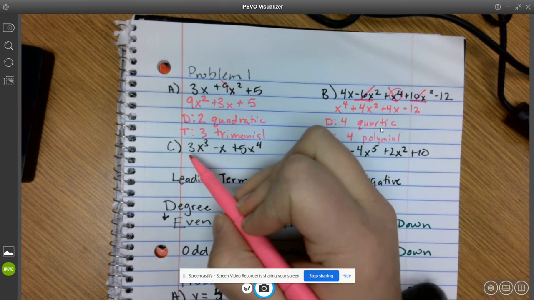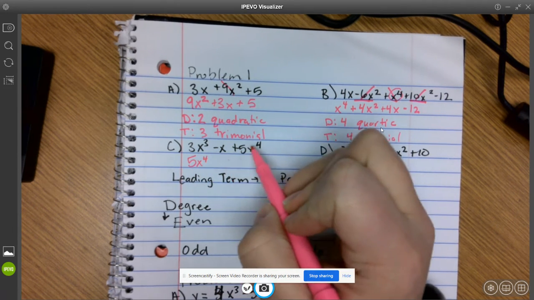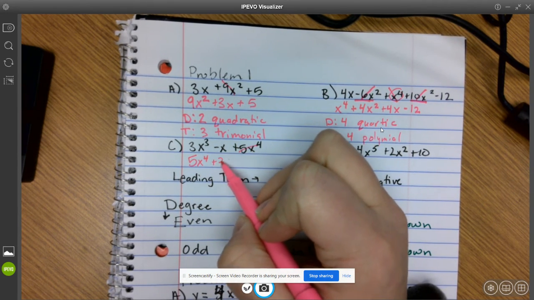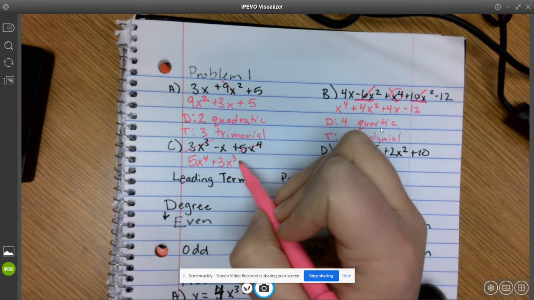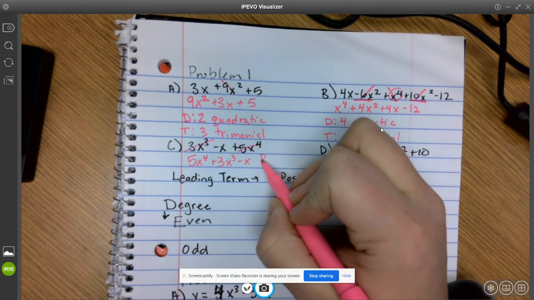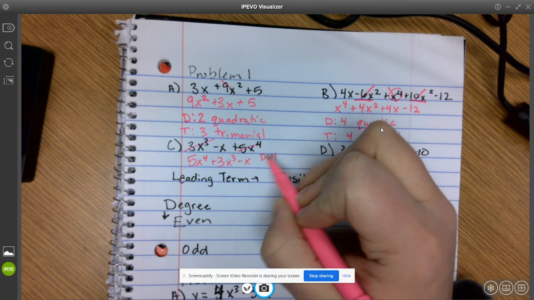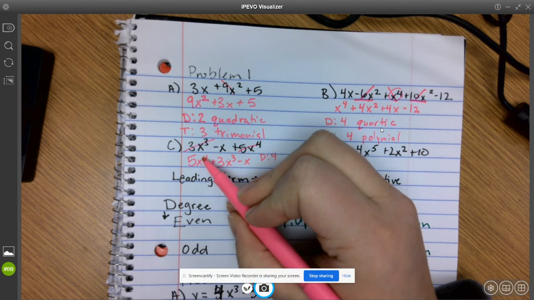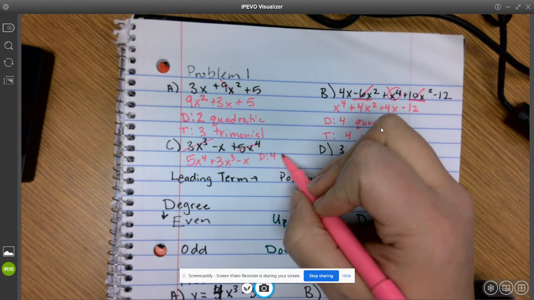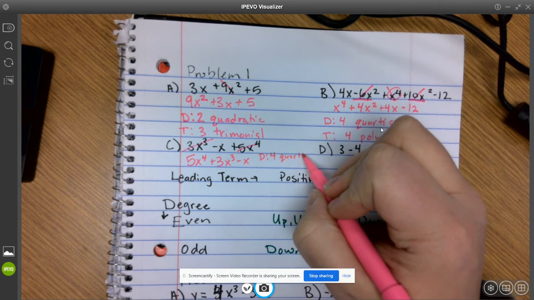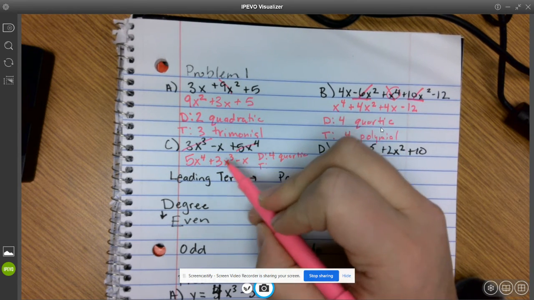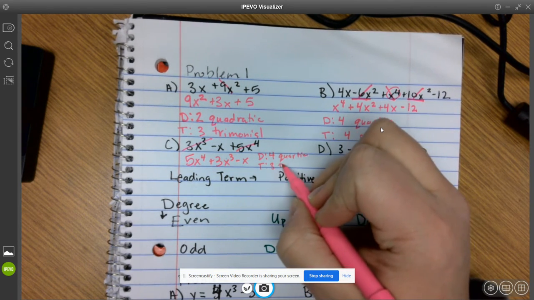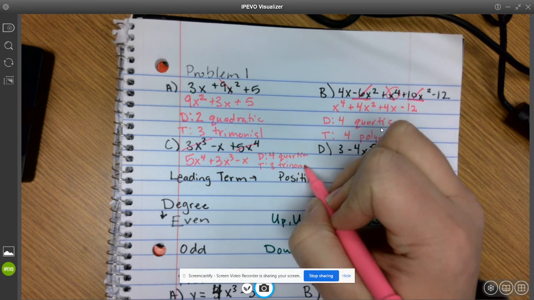Here's my highest degree, so I'm going to write my 5x to the fourth first, and then I can have my 3x cubed, and then my x. So my degree here would be 4, because of this 4 right here. Your highest exponent is your degree. So that would be quartic. And my terms here are 1, 2, 3. So it'd be trinomial.